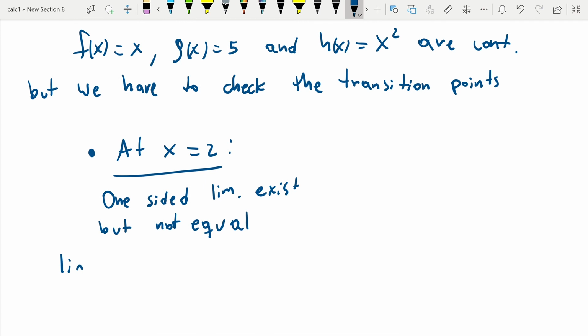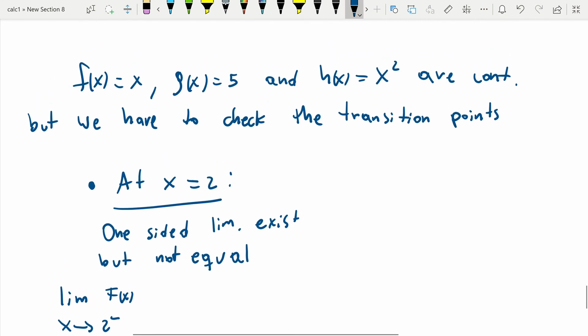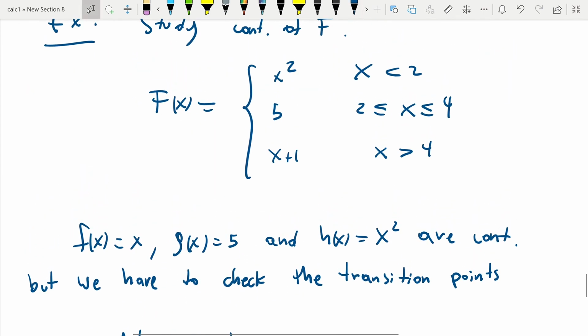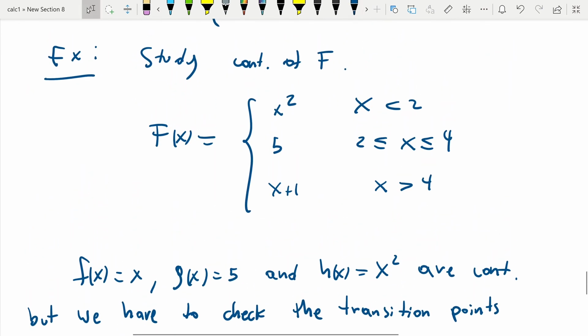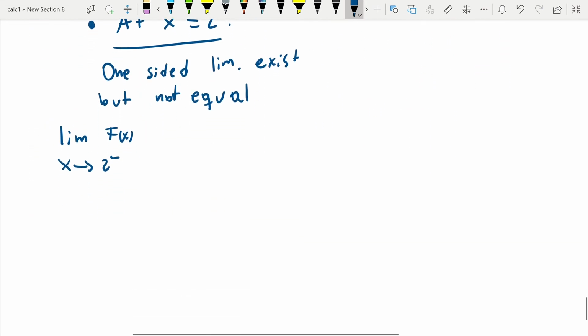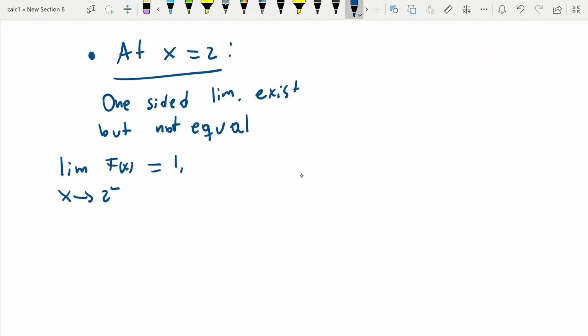The limit of f of x as x approaches 2 from the left. If you're to the left of 2, it means that you're in this interval, so x is less than 2, which means that f of x is equal to x squared. So you'll be computing the limit of x squared as x approaches 2 from the left, and we already know that that's equal to 4.